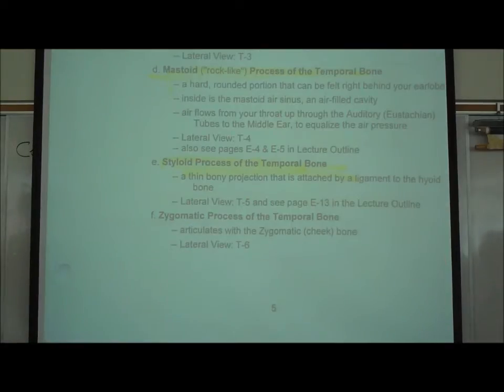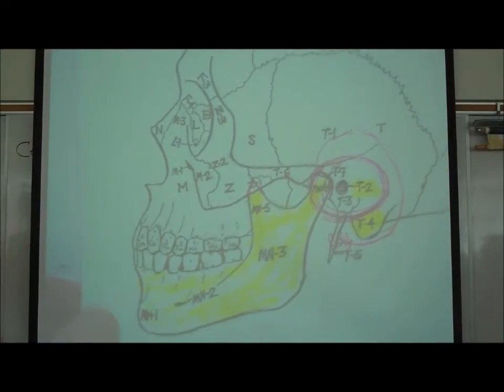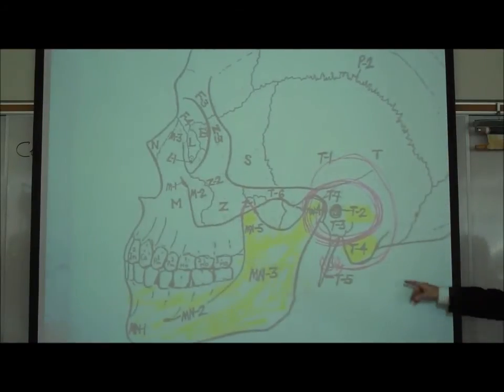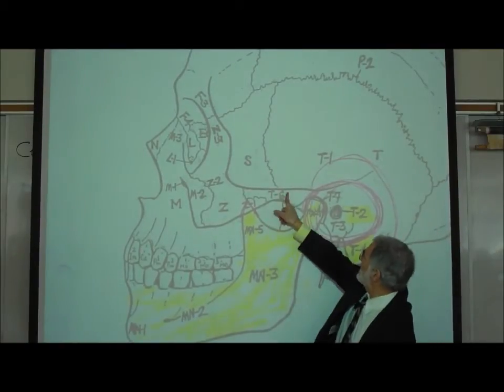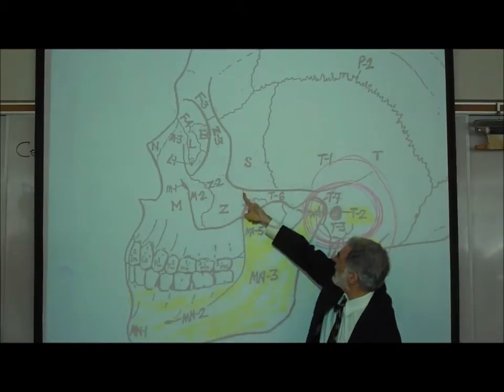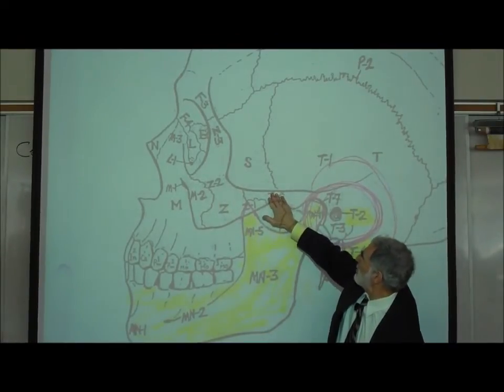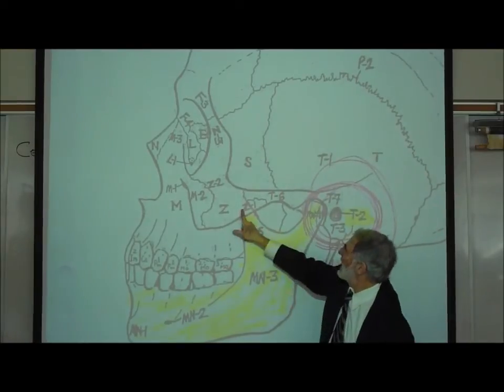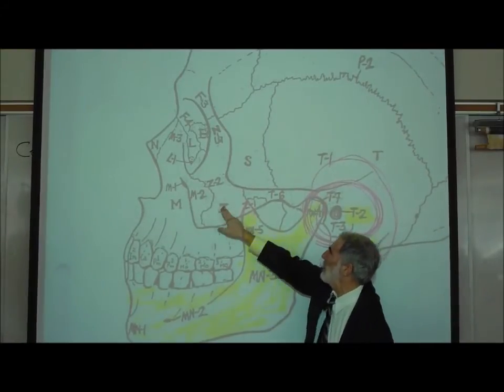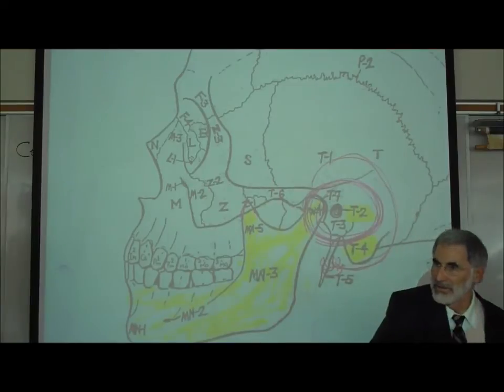The zygomatic process of the temporal bone. We've talked about that previously. Here on the Mr. Skullhead picture, there is a suture line between the temporal bone and the zygomatic bone. The suture line is right here. This is the zygomatic process of the temporal bone, and Z1 is the temporal process of the zygomatic bone.